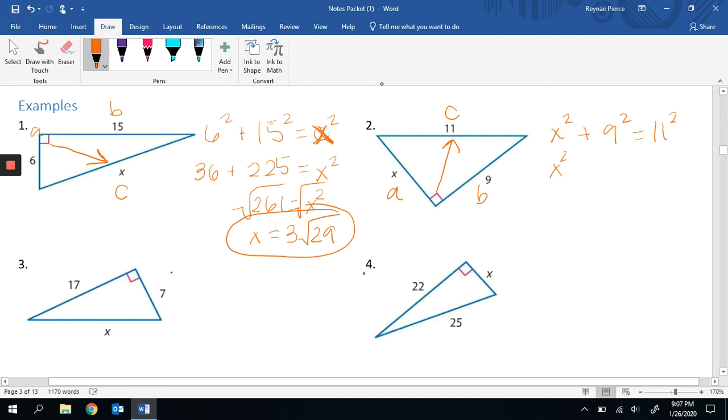Okay, exponents come first, so I square both of these parts. Okay, now when I'm solving for a leg, I have to subtract that other part. Okay, so X squared is going to be 40 in this case. Square root of both sides tells me that X is 2 square roots of 10.